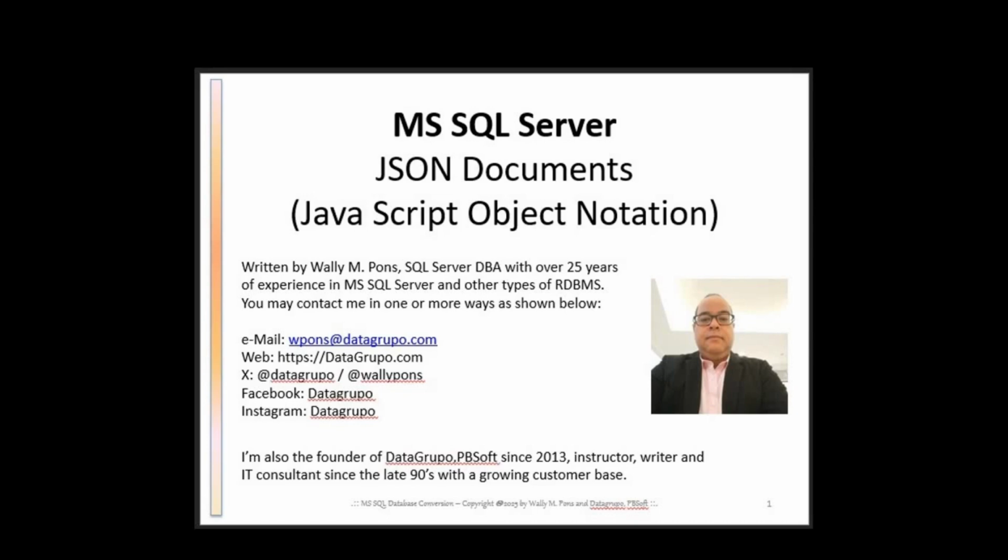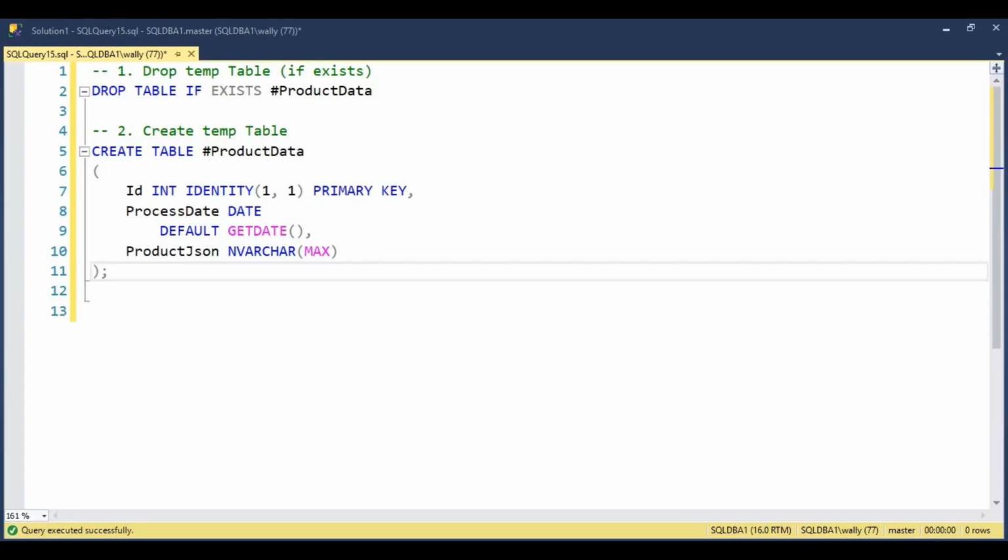Now, let's go see the process. For demonstration purposes, I'm going to use a temporary table. The temporary table name is going to be product data, and it's going to be a local type temp table. The table is composed of 3 columns. The main column is going to be an ID, which is an int type, identity, and primary key. We have another column called process date, which will capture the day that the JSON document was processed. And lastly, product JSON, which is a column that's going to store the JSON document itself.